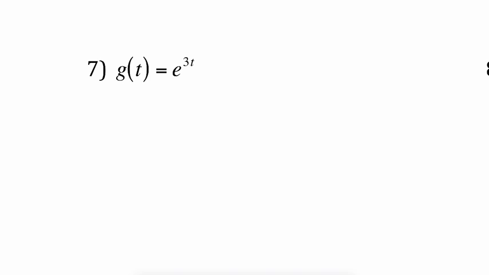Continuing on with number 7, so we got e to the 3t. Now we've dealt with exponentials like this before, but now we've got something going on inside of that exponent. So I'm going to call this v. We're going to use u and v a lot in calculus. And so the derivative of that inner function, v prime, would just be 3.